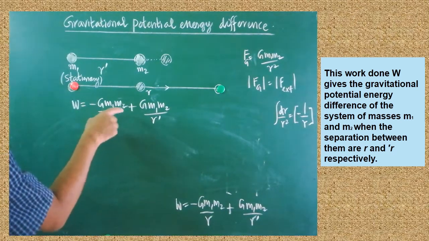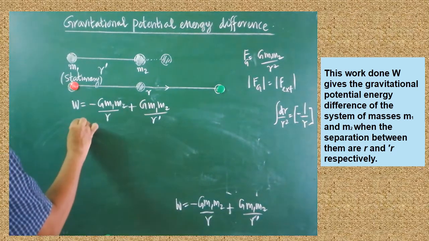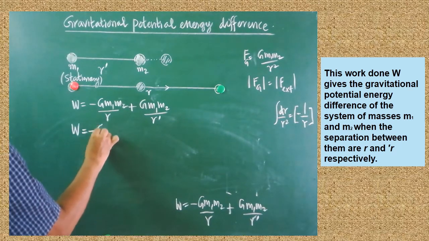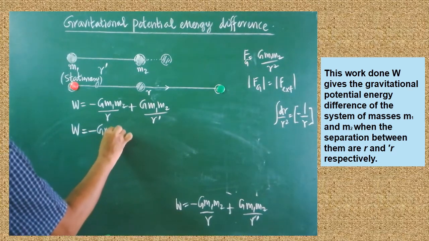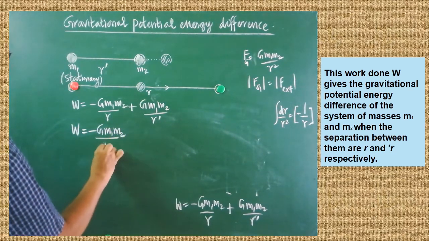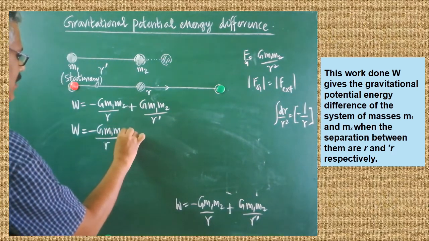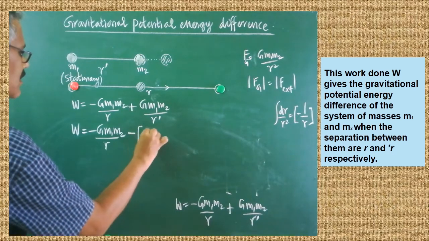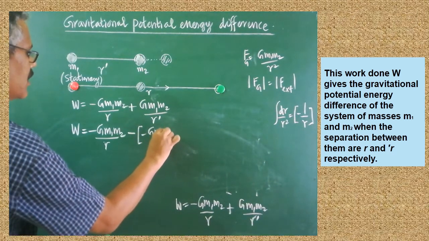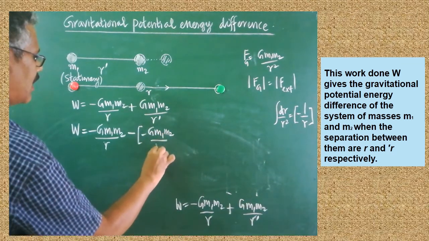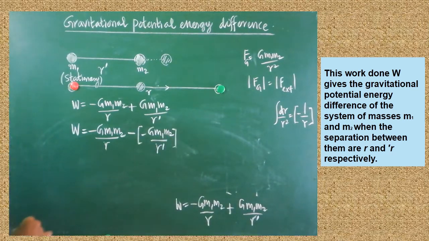Here we have to do some modification. Look at that. W is equal to minus G m1 m2 divided by r should be written. Here you have to do some modification. It should be written as minus of minus G m1 m2 divided by r dash must be written. Make a note, in the textbook certain explanations are not given.